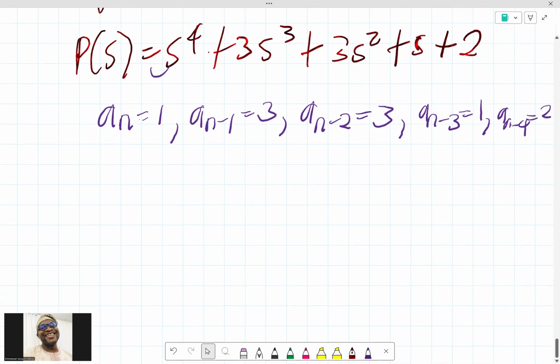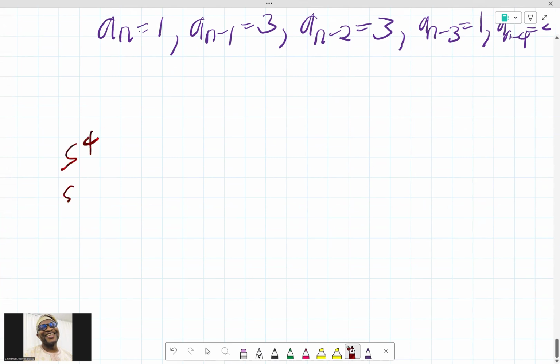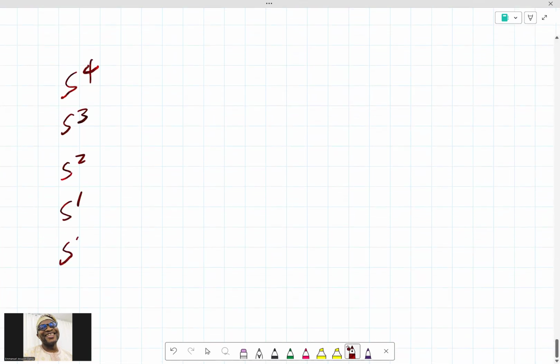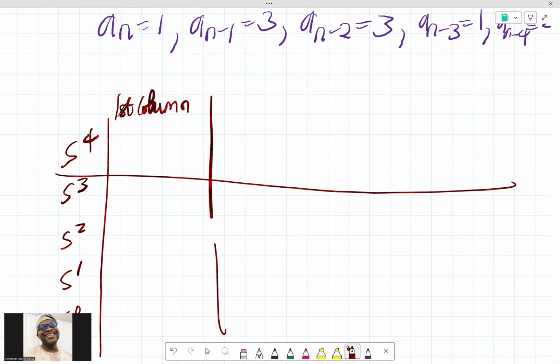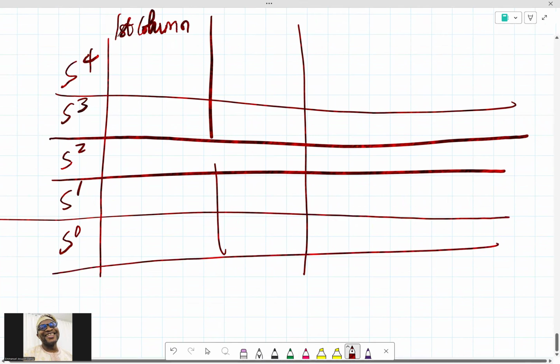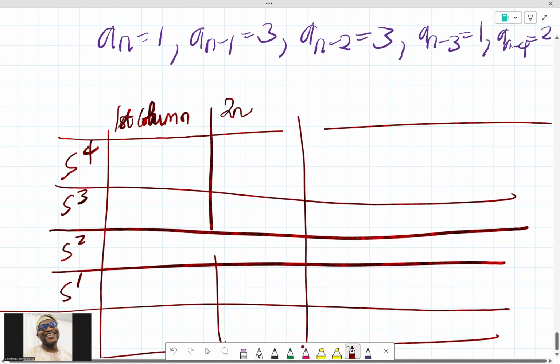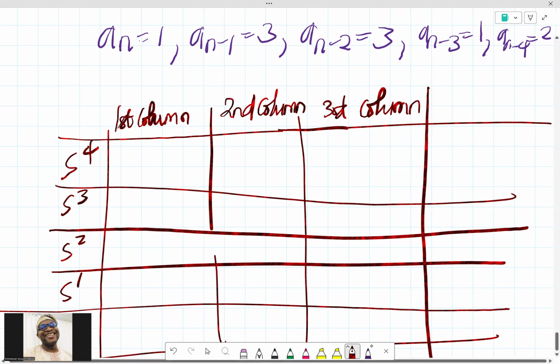So with this now, we can make our columns, right? So we start from S4. So we have S4, S3, S2, S1 and S naught, like that. So we have first column, then we have second column, then we also have third column. So we can keep going with the columns, but let's see what we have.